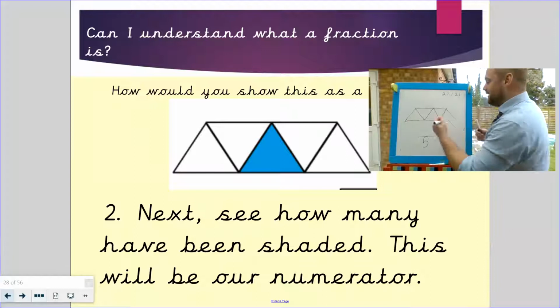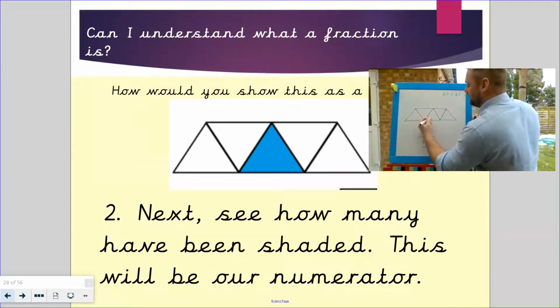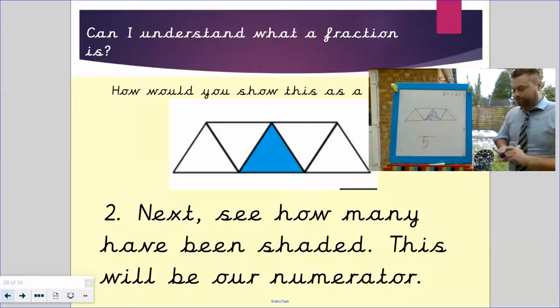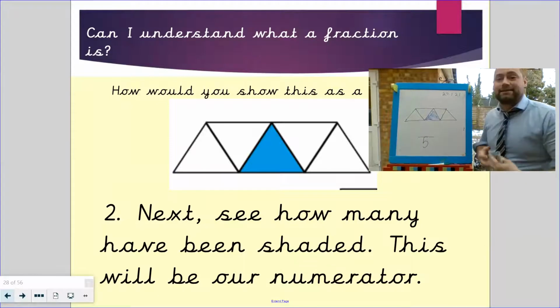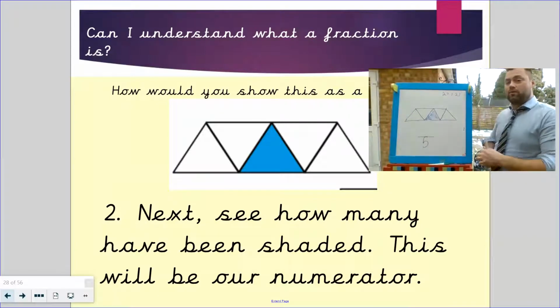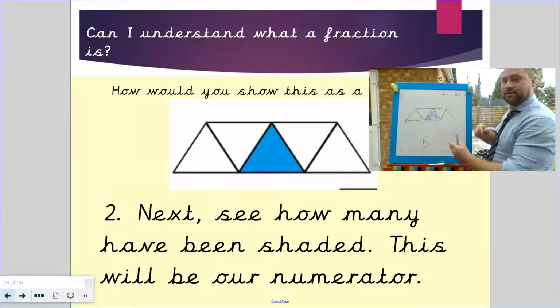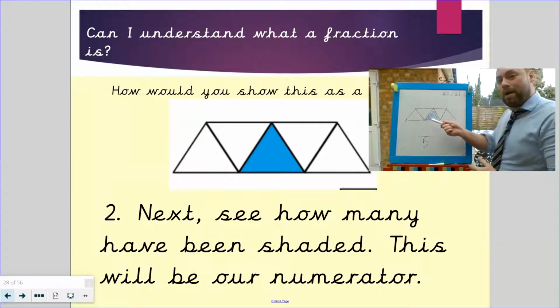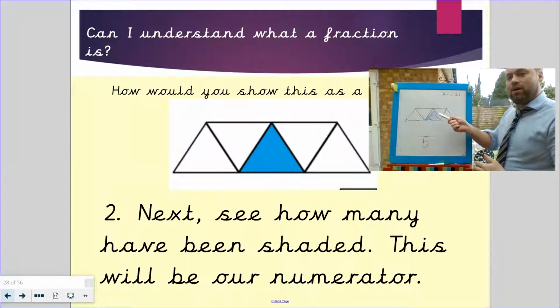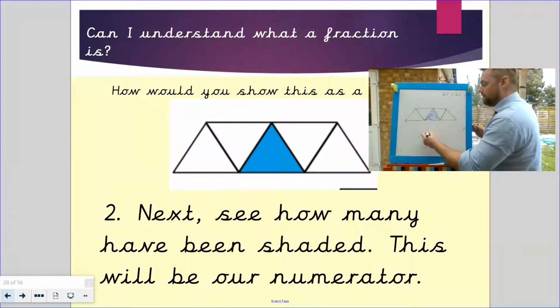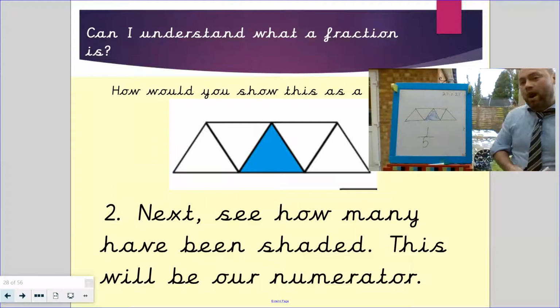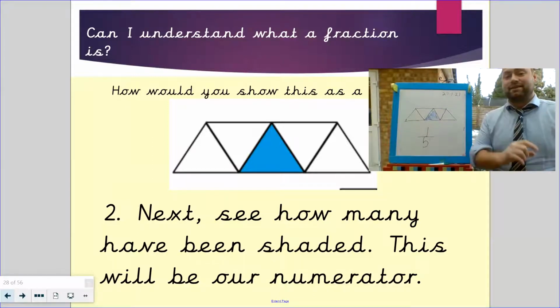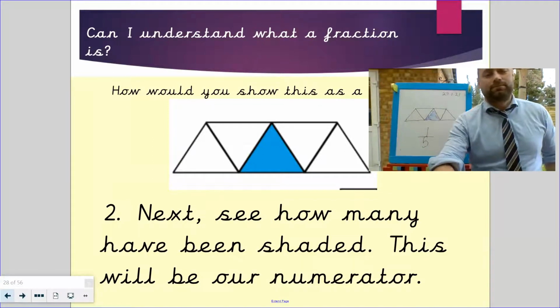Now in our question here, the middle one is shaded in. So I'm going to shade that one in on my whiteboard as well. Now, this shaded area represents our numerator. So in this question, our shape has been divided into 5 parts, our denominator, and we're looking at 1 part of that whole. So 1 is our numerator, and this is a unit fraction, of course.